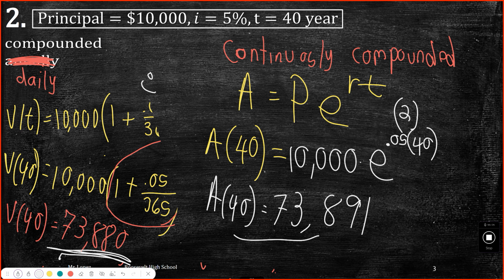So this 0.05 times about 40, get that number is 2. And then to find E, you're going to go to this ln button, the third button down right here. ln, but it's not ln, it's the second ln. That's going to give you that E. E to the second power, get an answer times it by 10,000.